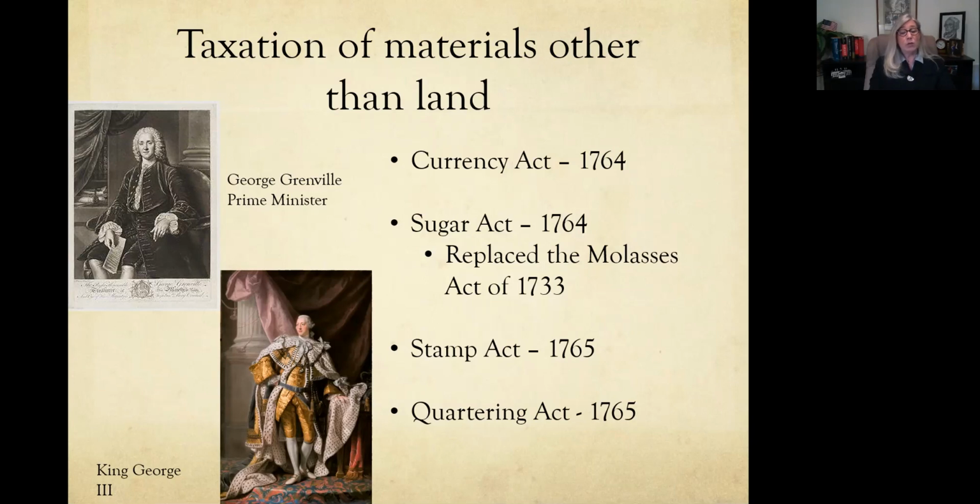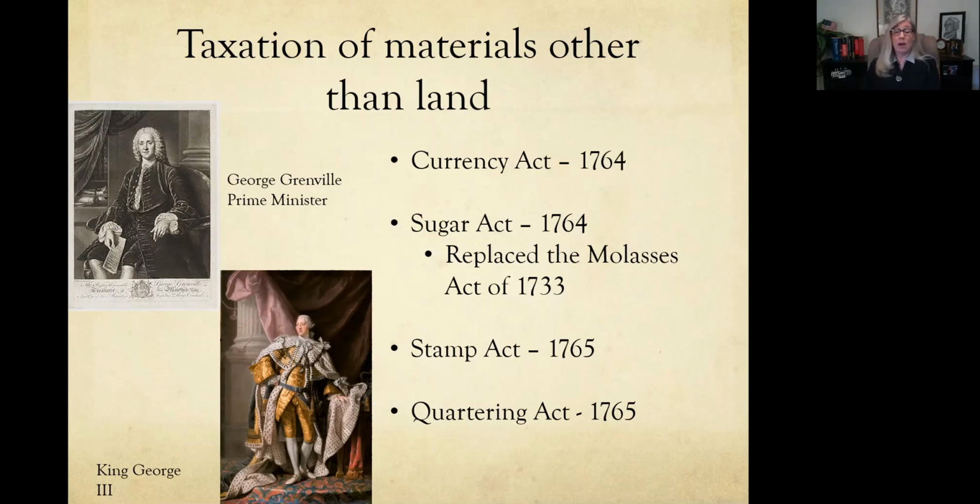So the prime minister is really going to be operating the day-to-day decision-making of England, where the king is more of a figurehead. Now, ultimately, the king is in charge and has to agree to who the prime minister is, but it's a split of the responsibility. So George Grenville comes into office as prime minister right at the end of the French and Indian War. And so he has a mess on his hands.